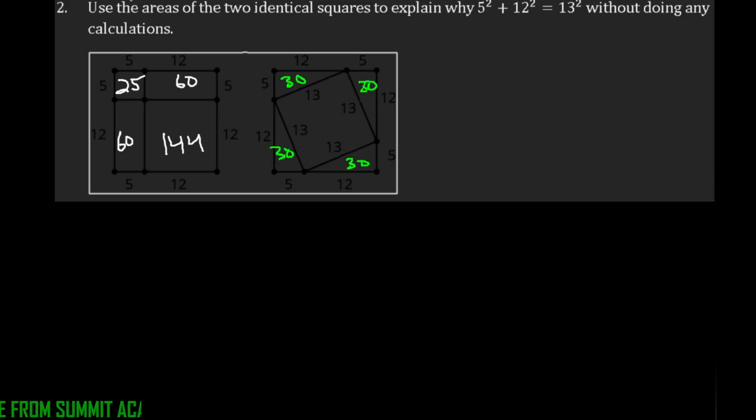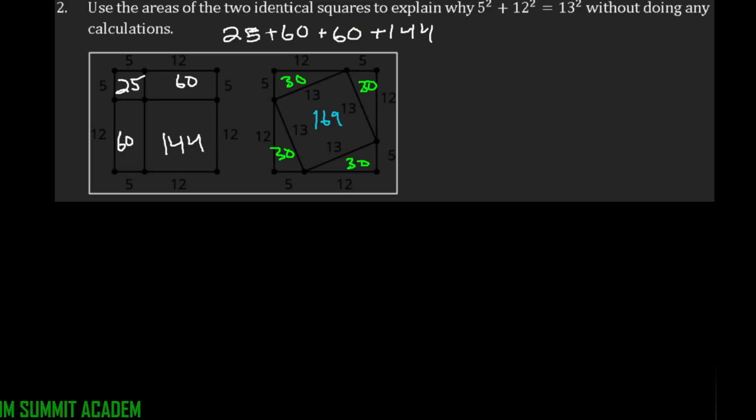Then I can say the area inside of that tilted square is going to be 169 because I have 13 times 13. And so now it's trying to prove this. So I can say, well, same setup as before. I can write out the values I have. So on my left triangle, I have 25. Let me actually write it over here. I have 25 plus 60 plus 60 plus 144.